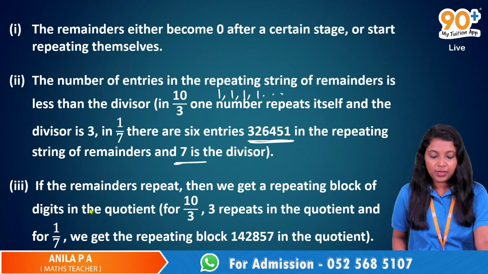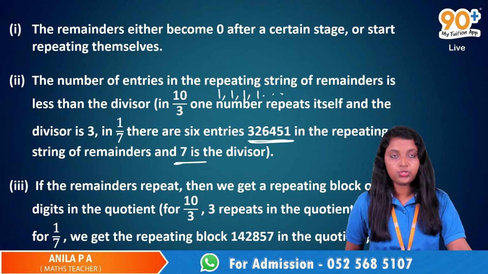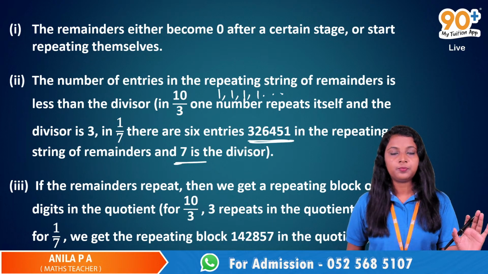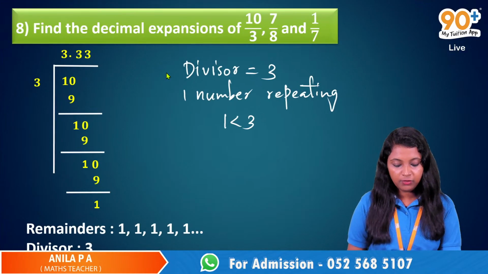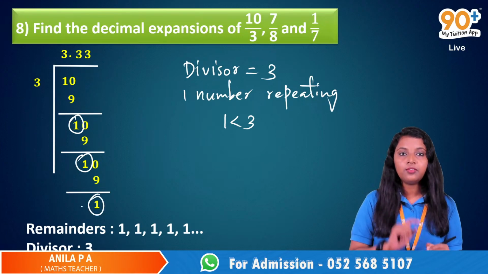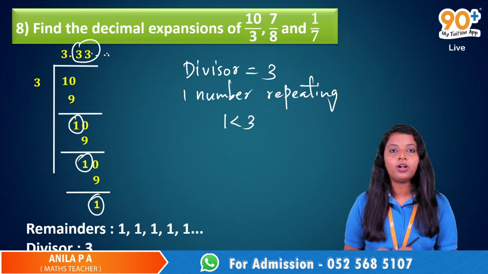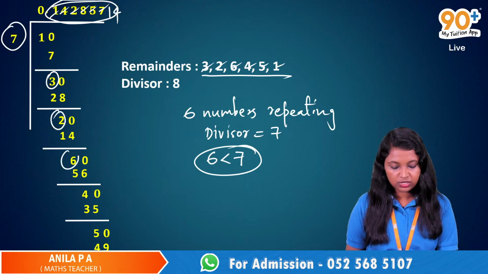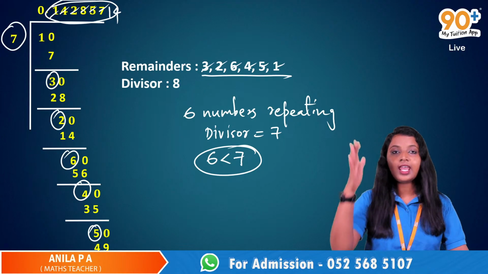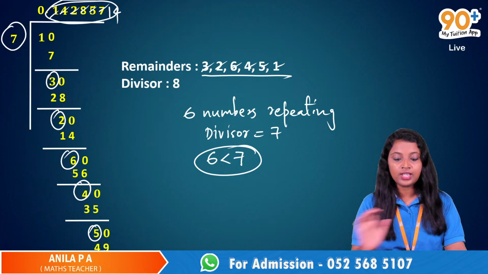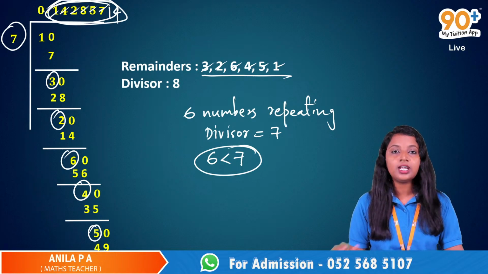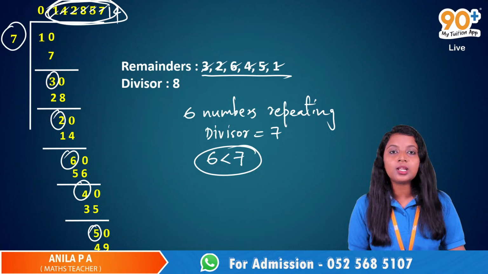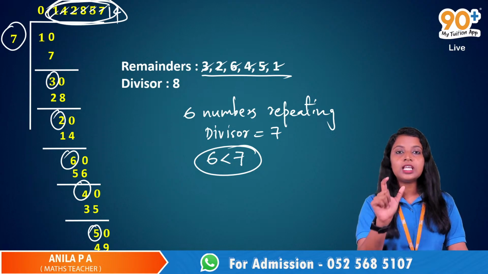And if the remainders repeat, then we get a repeating block of digits in the quotient. Here this 1 was the remainder, repeating 1, 1, 1. So here also we got a repeating block in the quotient. And here the remainders were repeating, after 3, 2, 6, 4, 5, 1, the remainders again repeated as 3, 2, 6, 4, 5, 7. That is why we got a repeating block in the quotient, 1, 4, 2, 8, 5, 7, 1, 4, 2, 8, 5, 7.